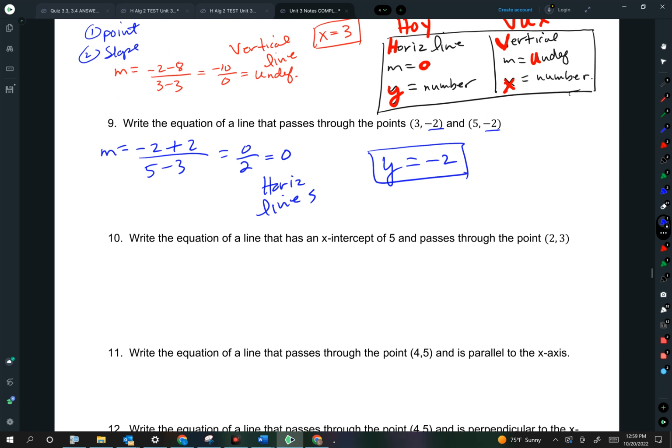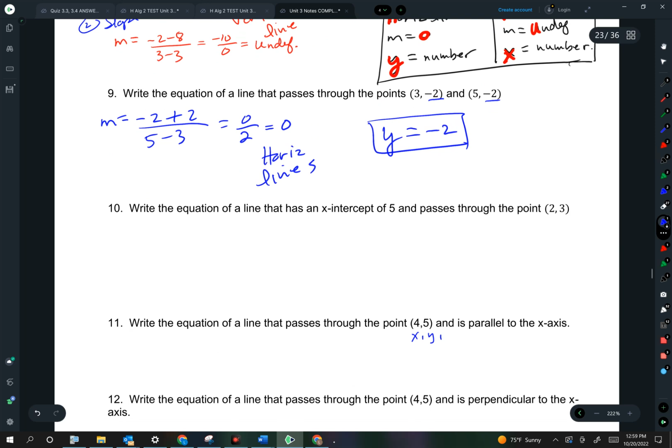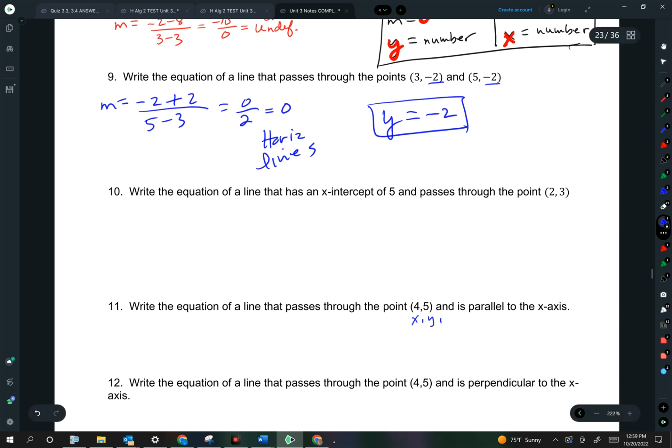So I'm thinking, okay, point slope. I've got my x1, y1, but then it says, and is parallel to the x-axis. So in order to know the slope, I need to think about what this looks like. I suggest you draw an xy axis. If I have a line that is parallel to the x-axis, wouldn't it be going this direction? And if it's going that direction, what kind of line is that?